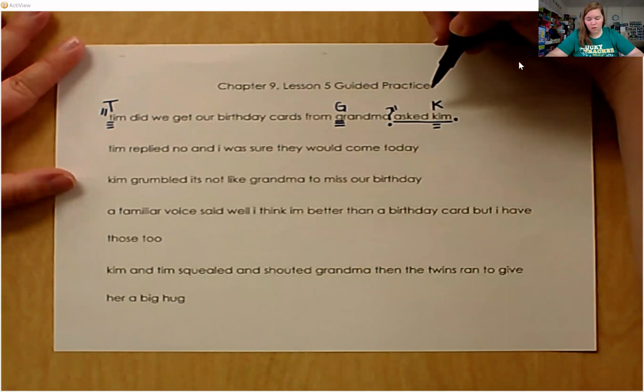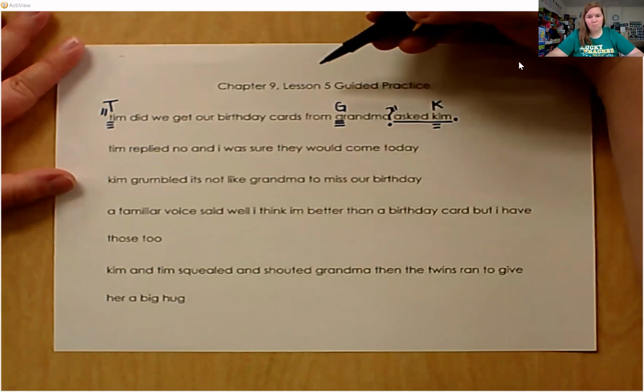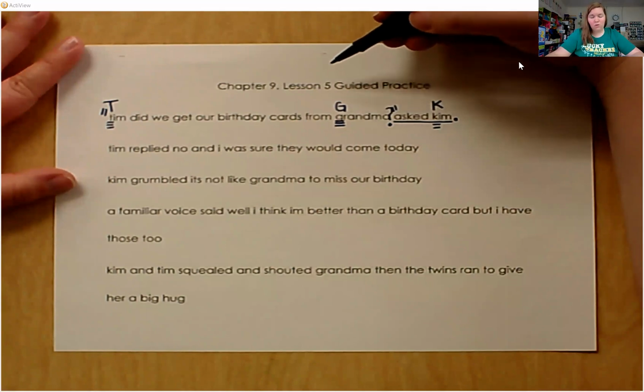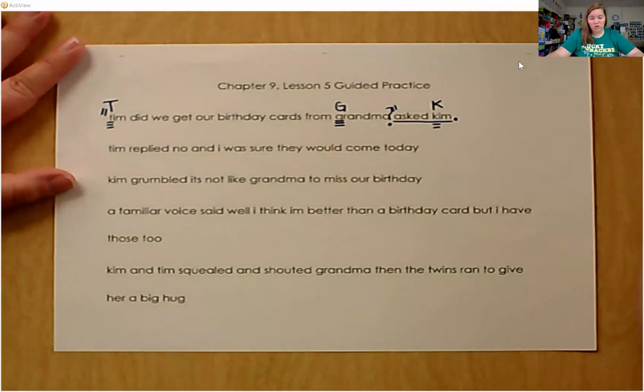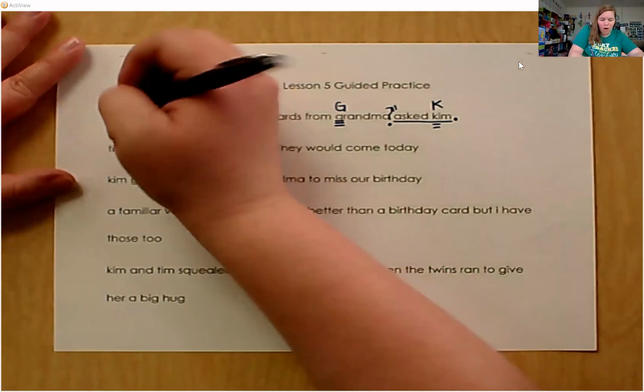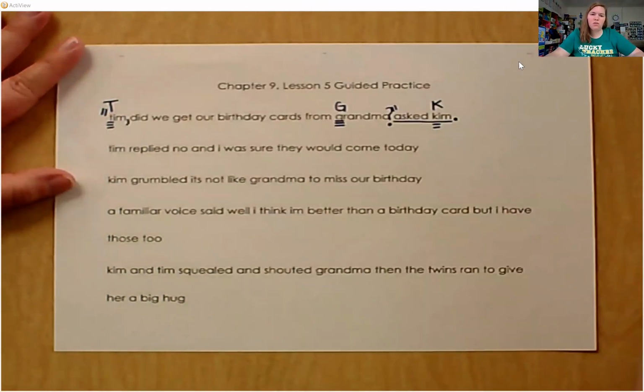Is Kim talking to Grandma or Tim? Kim is talking to Tim. So she's trying to get his attention. "Tim, did we get our birthday cards from Grandma?" So she pauses just for a second. So, Tim, comma, "did we get our birthday cards from Grandma?" asked Kim.